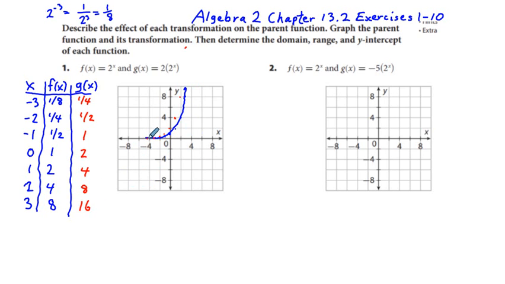So the graph will look something like this. Initially it looks very much the same as that original, but then the graph departs from it like this. So that'd be problem number 1. We can kind of see that vertically stretched version of the red curve there.